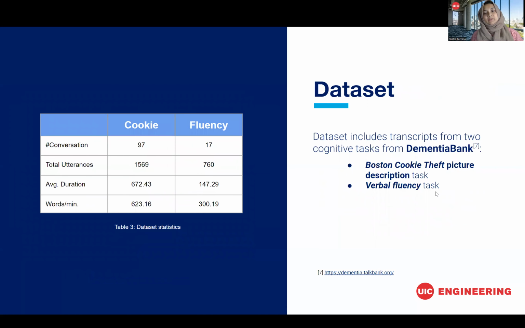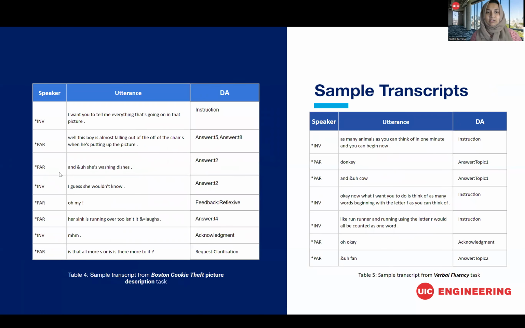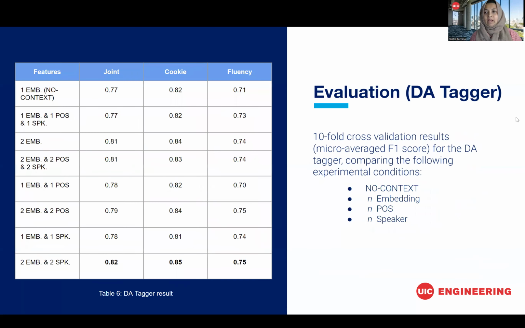For our dataset, as we said, we use two different cognitive tasks from the DementiaBank corpus. One is the picture description task and one is the verbal fluency task. Here we can see some sample transcripts. We have normalized the DA tags for both of these cognitive tasks and trained our own DA tagger with this.